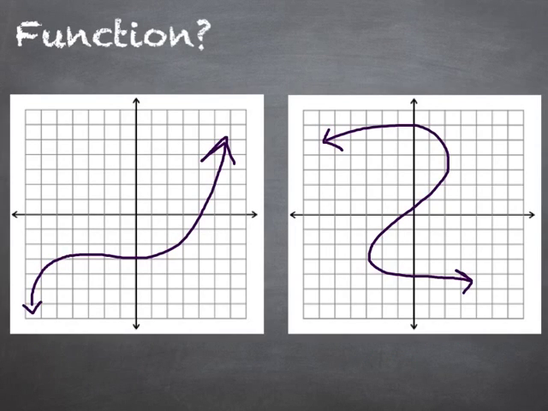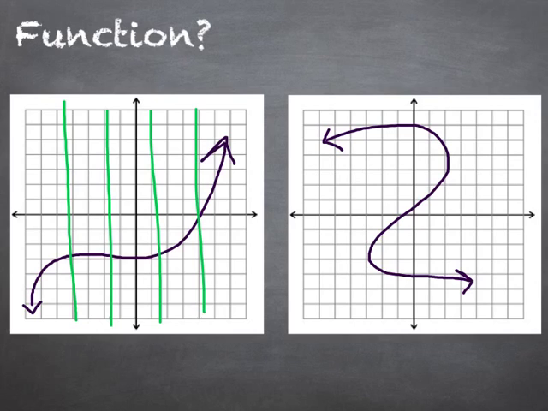When we look at graphs, we use something called the vertical line test. This means you go through the graph and draw a vertical line at any point. If this vertical line passes through the graph of the function in more than one place, then it is not a function. So here it only crosses the graph at one point each time. Since it only crosses the graph at one point, it is a function.